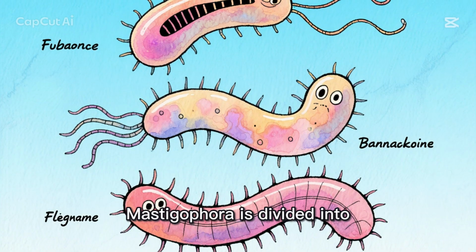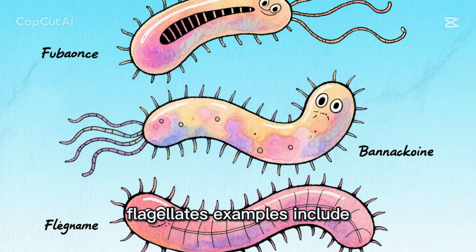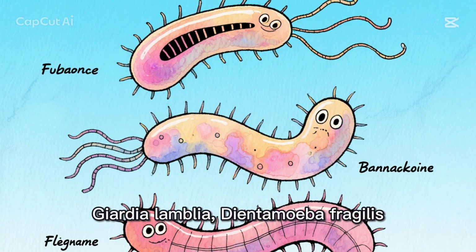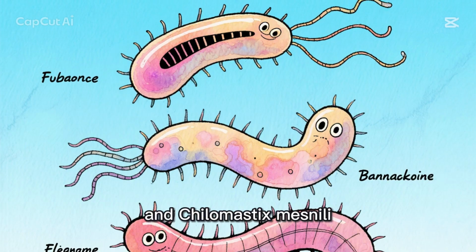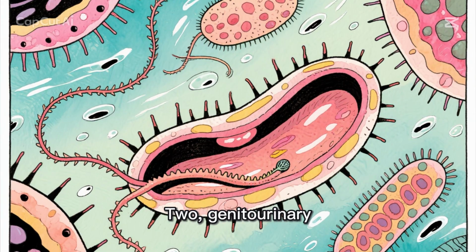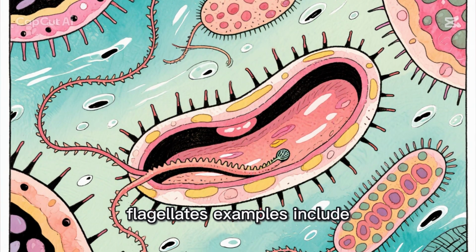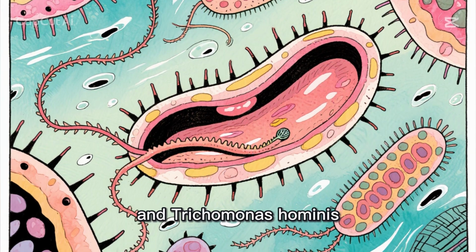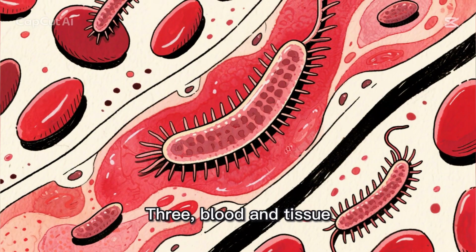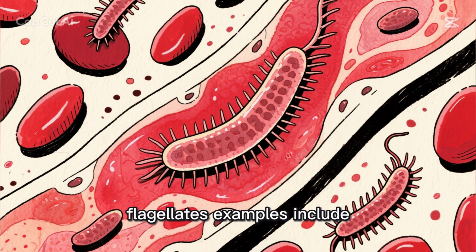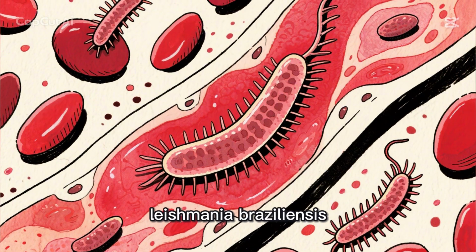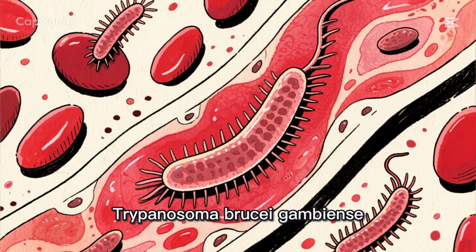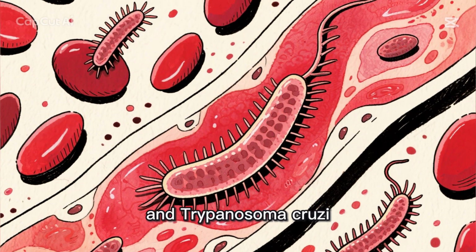Mastigophora is divided into 1. Intestinal flagellates. Examples include Giardia lamblia, Dientamoeba fragilis, and Chilomastix mesnili. 2. Genitourinary flagellates. Examples include Trichomonas vaginalis, Trichomonas tenax, and Trichomonas hominis. 3. Blood and tissue flagellates. Examples include Leishmania donovani, Leishmania braziliensis, Trypanosoma brucei rhodesiense, Trypanosoma brucei gambiense, and Trypanosoma cruzi.